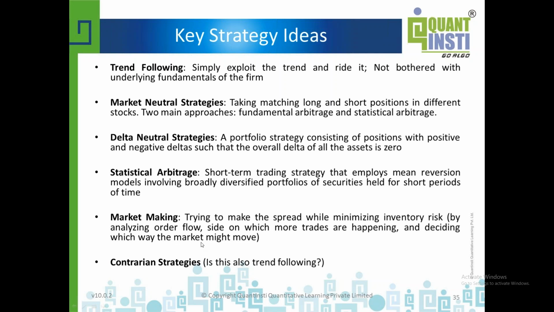Market making, I've already discussed. Statistical arbitrage is basically a short-term strategy that takes care of mean reversion models, and they basically try to exploit some statistical divergences. So something like lead or lag, right?